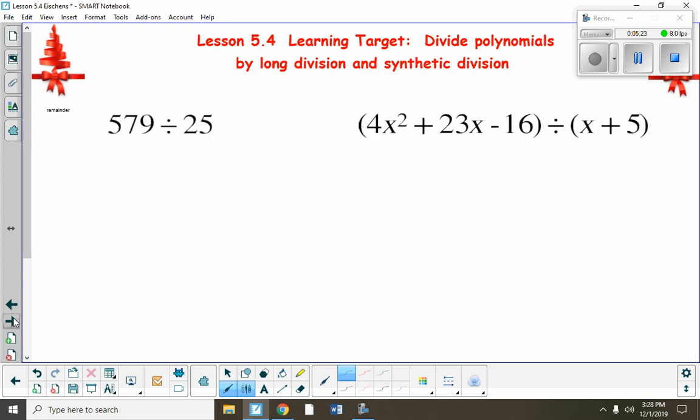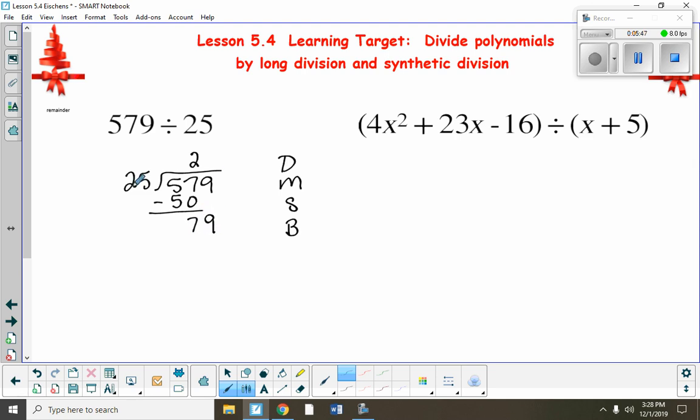All right, let's do it again. Now this time we're going to divide with real numbers, so we have 25 into 579. Again, divide, multiply, subtract, bring down. So 25 into 57 is 2. Multiply, we have 50. Subtract, we have 7. Bring down, we have 9.